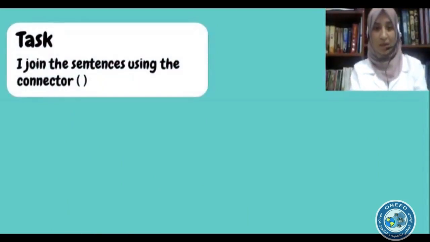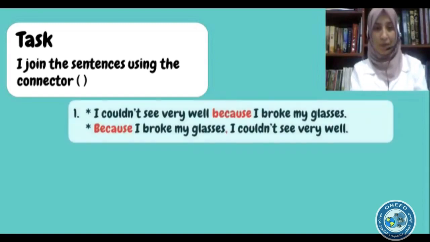Time is up. Thank you for trying. So let's correct the task together. So here we have the first sentence. We have to use the connector because, which expresses cause. I couldn't see very well. This part of the sentence expresses effect. We have the second part. Because I broke my glasses expresses cause.